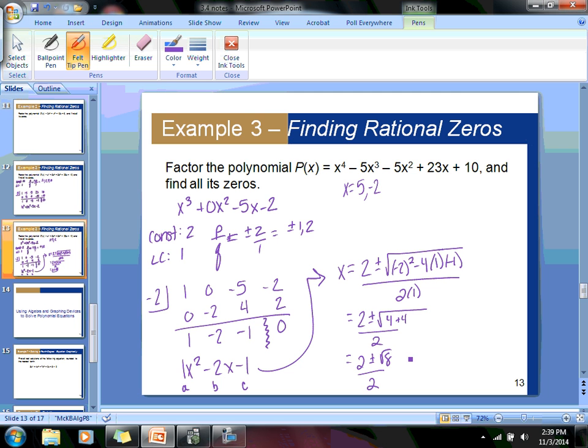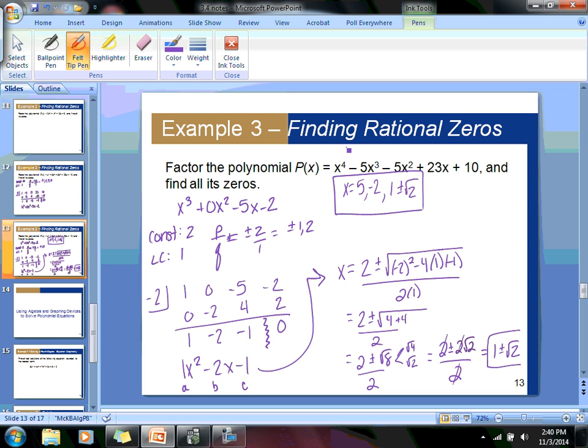all over 2. Now the square root of 8 can break down into the square root of 4 and the square root of 2. So that's really going to be 2 plus or minus the square root of 4, which is 2. So I'll have 2 square root 2 all over 2. Whew, there's a lot of 2's. And I can reduce that, so the 2's out front will all reduce. It's not the one inside the radical. So I'll have 1 plus or minus the square root of 2. Okay, so that's my other solution. 1 plus or minus the square root of 2. So there are all 4 of my solutions.